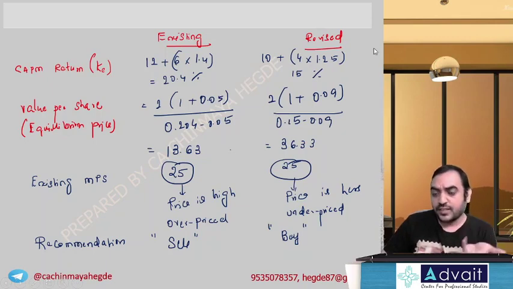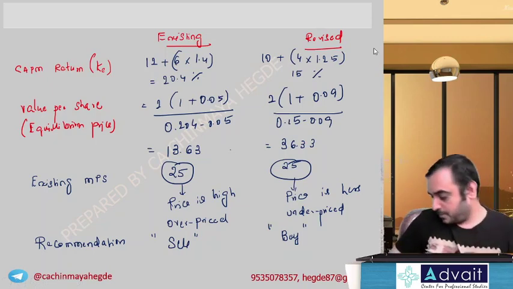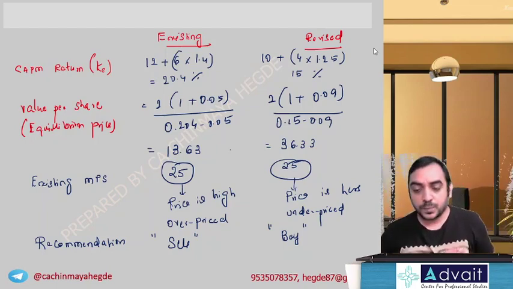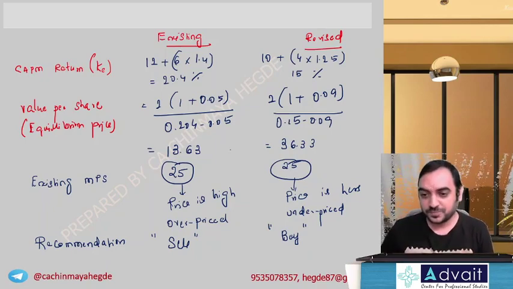You can short sell. That is also one of the things you can do. Short sell is also fine. For overpriced, you can say short sell. But the concept of short selling is yet to be discussed, so I have not told it. So just say overpriced, sell. Simple, that is sufficient.